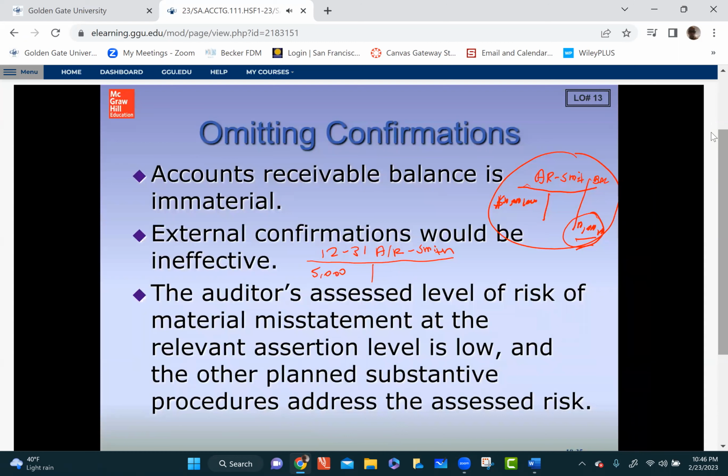Now I could say, okay, I'm going to send out a confirmation to Smith to say, hey, at 12/31, did you owe 5,000? But I don't want to send the confirmation. What should happen if Smith owes this company $5,000? What should happen? Okay, let me put it in your own terms. If you loan me $5,000, what do you expect me to do? Pay it. You expect me to pay you back, don't you?